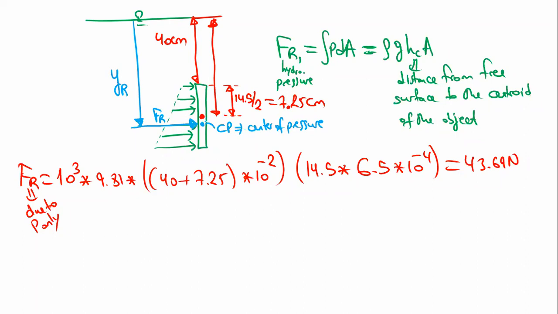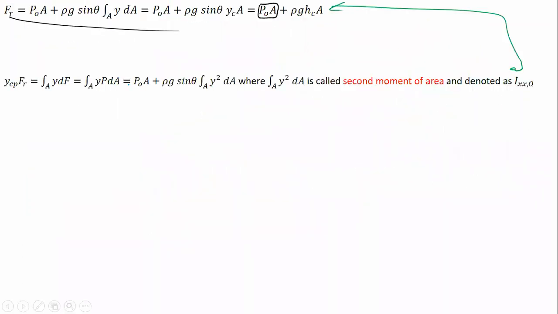And then, again, for this one, we can use the formula given here. So P0A plus rho g sine theta. In our case, theta is 0. So the y squared dA, it is the second moment of area. But here, we will just do some more simplifications. You can also use the integral here, but we will use the formula, the final formula. I will open this final formula and write it. You just apply the formula here. But in our case, theta is 0. Therefore, you don't need to consider theta here. In just 1 minute, I will write the formula here.